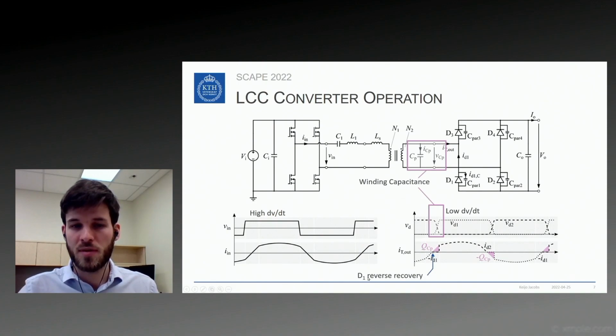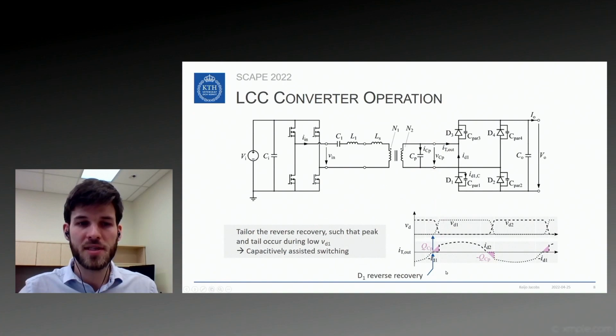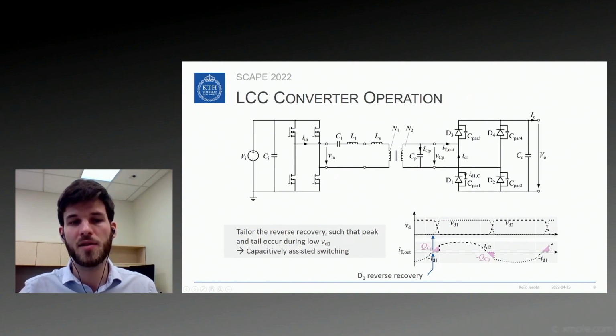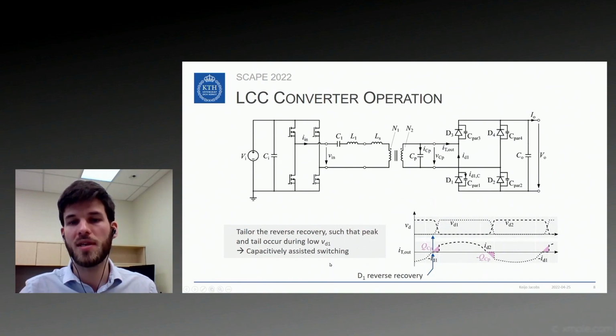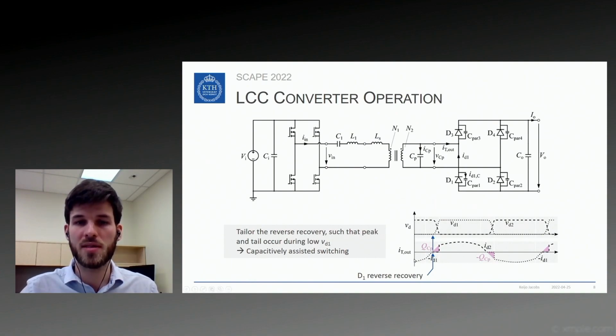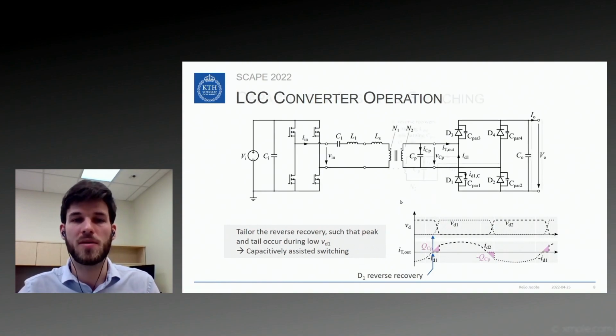As you know, the reverse recovery of the diodes occurs when it switches off. So for example, for diode D1, it occurs right here. The idea is now to tailor the reverse recovery of the diodes such that the peak and the tail occur during a low V_D1. This we call capacitively assisted switching, and this results in lower switching losses. We don't call it soft switching because there is a certain voltage present, so it's not entirely soft switched, but it's, let's say, softer switched.